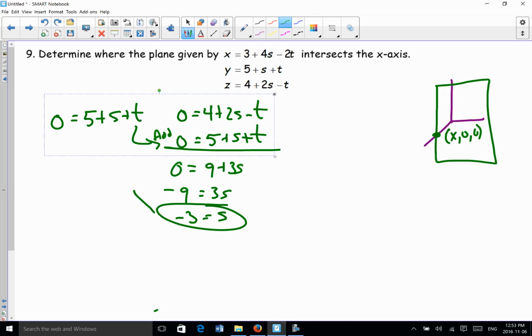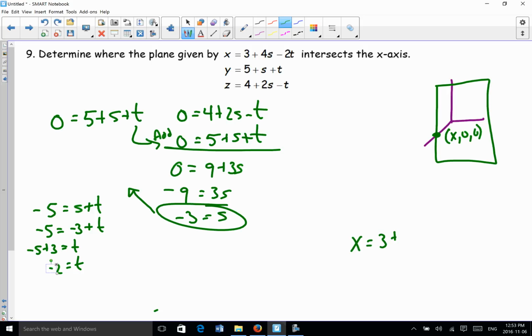Okay, if I go back to one of my original equations, that one up there, let's say, I'm just going to change the format. So negative 5 equals s plus t. But what did we just figure out? S was negative 3, right? So negative 5 plus 3 is t. So t is negative 2. So I did that so I could solve for s and t, so I can figure out x.